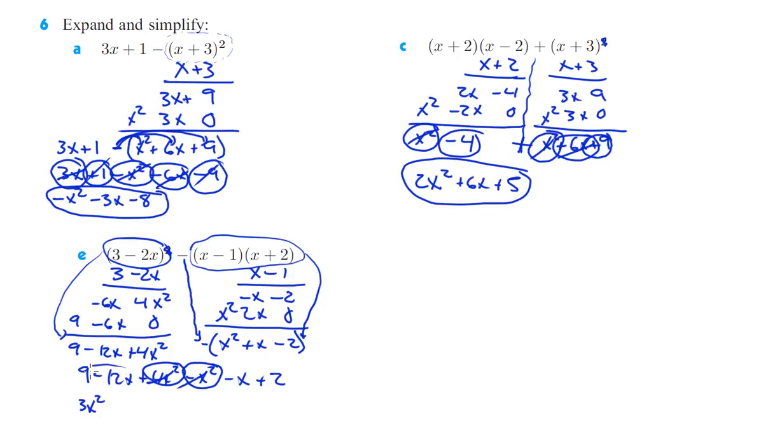Negative 12x and negative x is negative 13x. And then 9 and 2 gives me 11. Okay? All right, one last problem here.